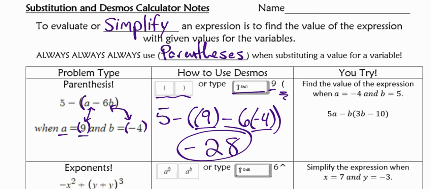So if I ask you to simplify that expression or evaluate the expression with those values, you're just asked to follow order of operations or use the Desmos calculator to find the value of it. Try this one on your own. Pause the video, try that one on your own before you move on.